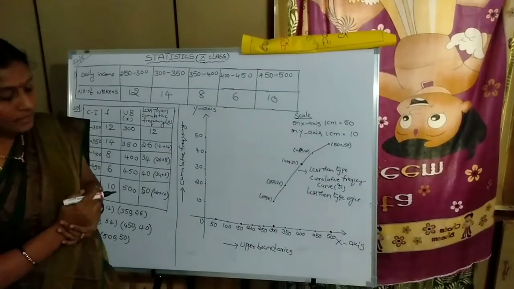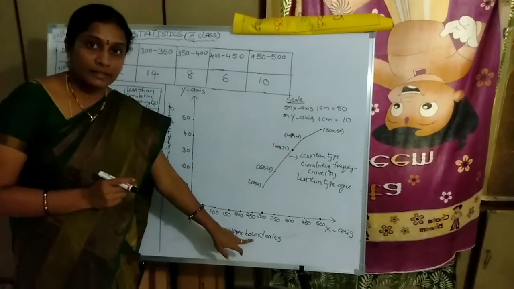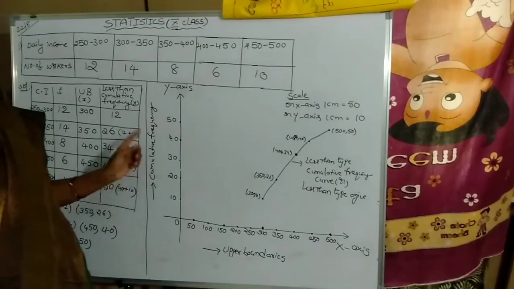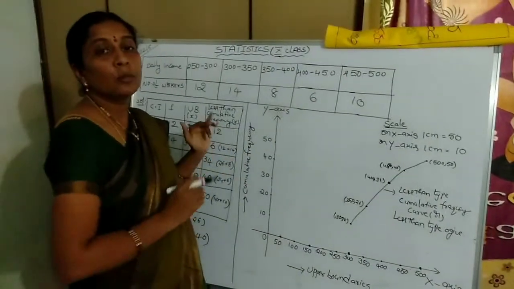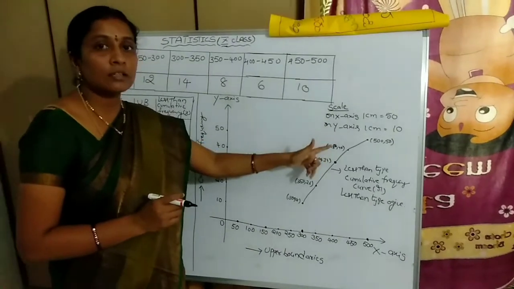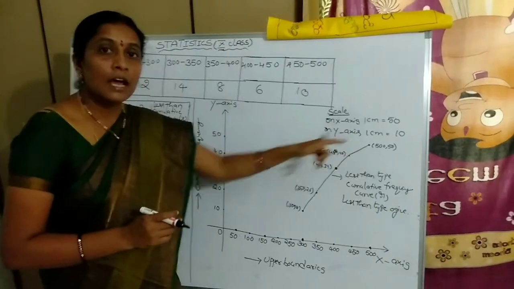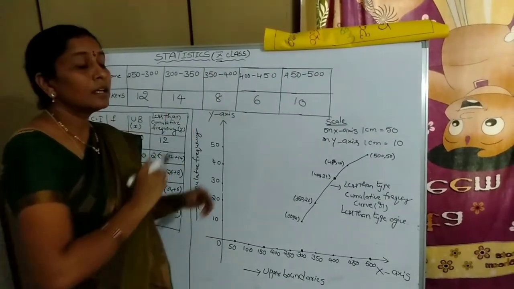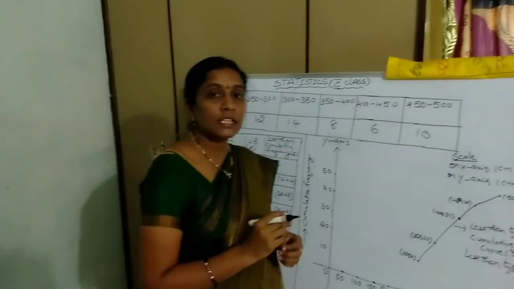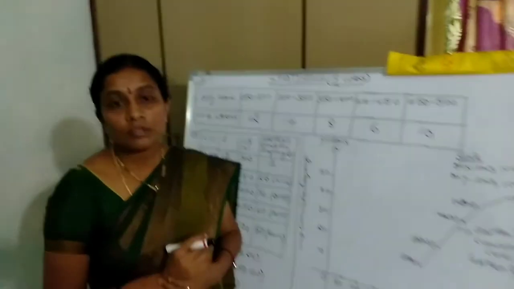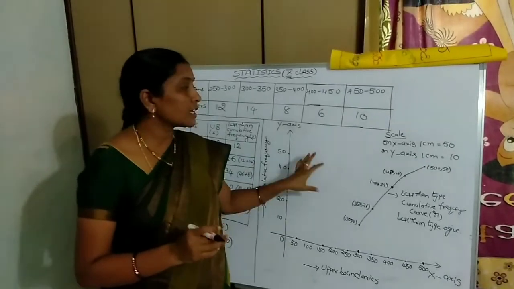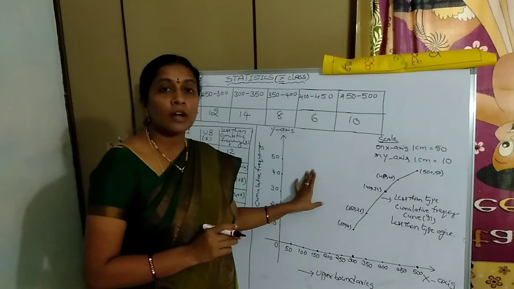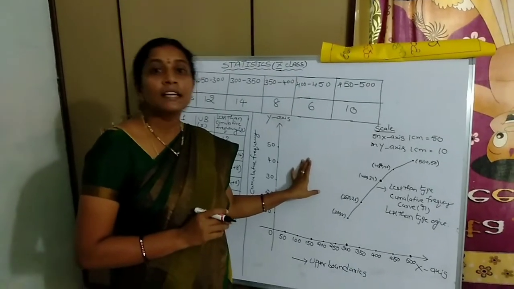In this less than type ogive, we take upper boundaries on the x-axis and their respective cumulative frequencies on the y-axis, plotting the coordinates on the graph paper like this. We plot all the points and draw a smooth freehand curve. It is an elongated S type. This is called the less than cumulative frequency curve or less than ogive. This is the most efficient way to understand the concept very easily. Graphical representations are very useful to understand the data and interpret the result.